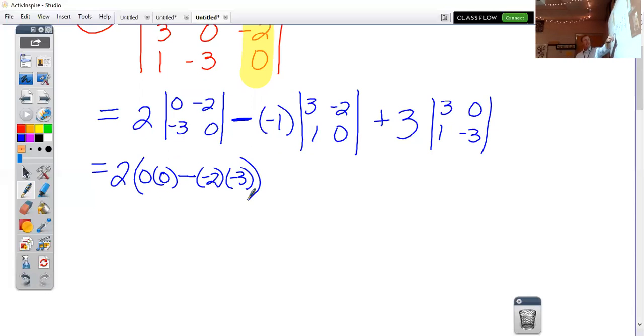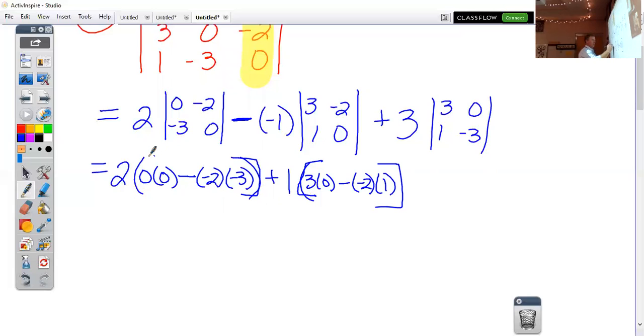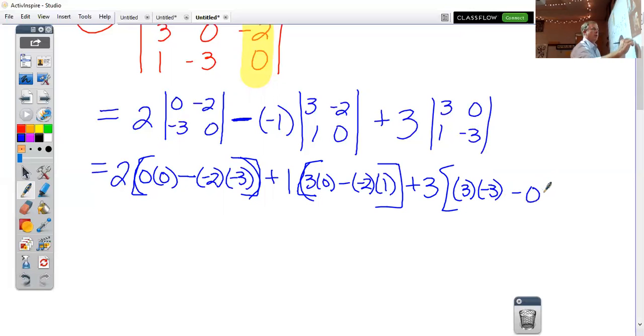All right. A -1 will be what? 2 negatives make a positive. +1. And then we have 3 times 0 minus -2 times 1. All right. I don't know why I went brackets there. Should have done parentheses there too. Sorry about that. And then finally, +3. We've got 3 times -3 minus 0 times 1. And it's literally just simplifying all that, okay?